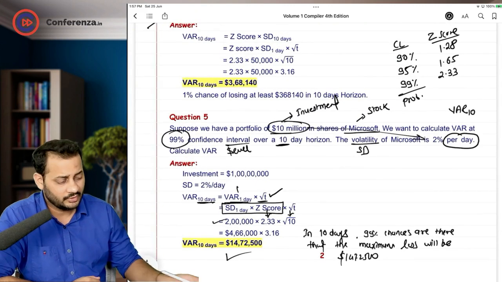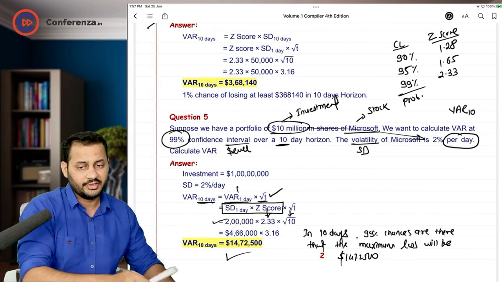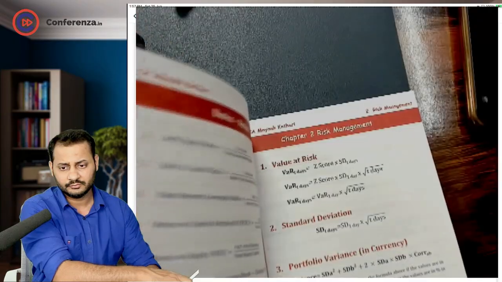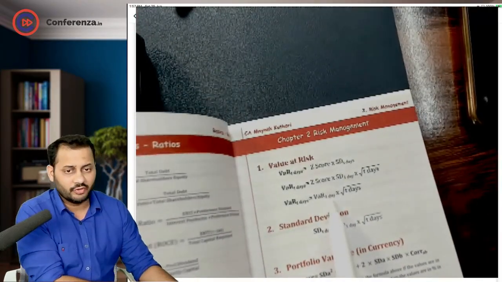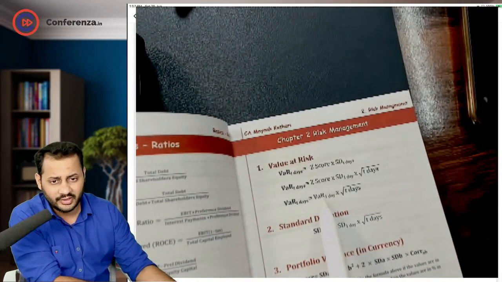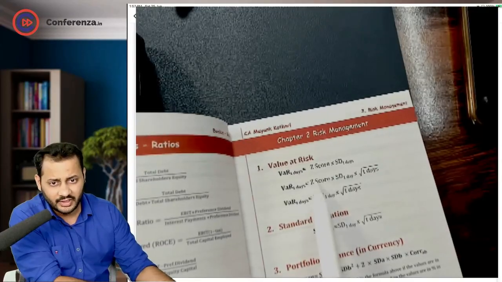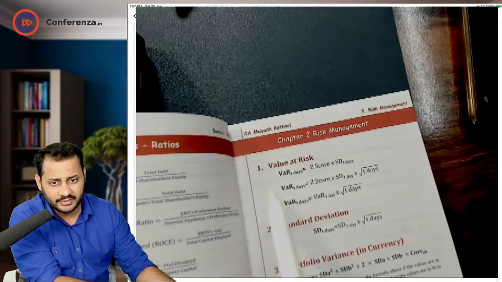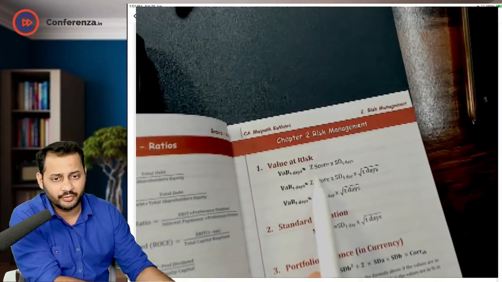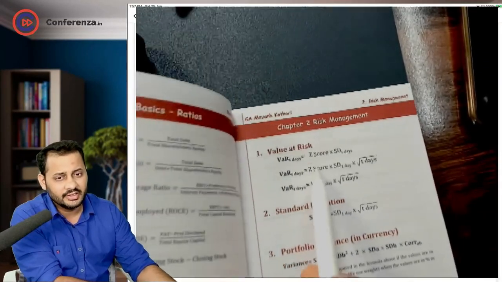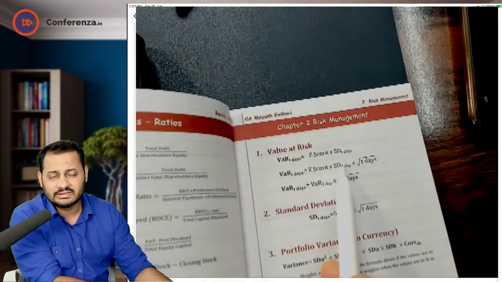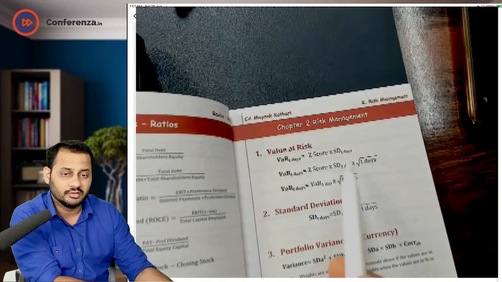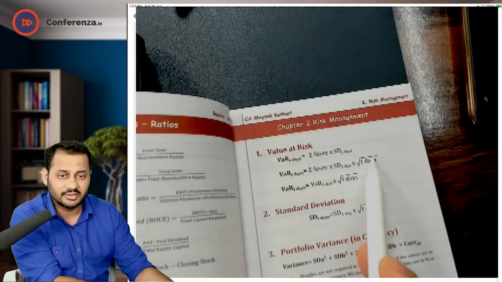Very simple. What we did in this question is, we used this formula at the end, but for calculating this VAR for 1 day, we had to calculate Z score into standard deviation for 1 day. So practically speaking, we used this formula. We took Z score as 2.33, standard deviation for 1 day as 2% of how much? 10 million. So that's 2 lakh, and this is under root 10.